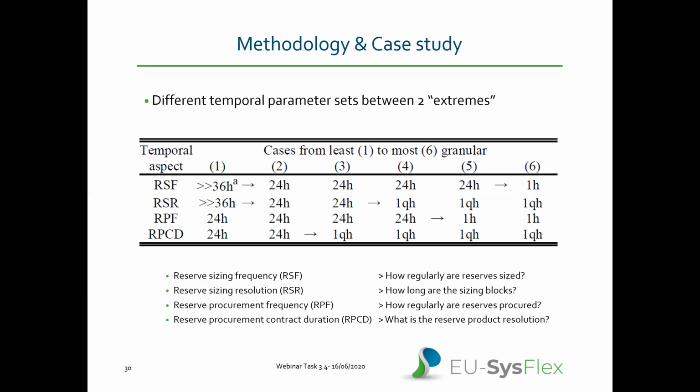So to recall, we focus on those 4 different aspects of the temporal granularity of reserve markets, again shown here at the bottom. And in this contribution, we focused on 6 cases, that is 6 combinations of those 4 temporal granularity aspects, and the combinations are shown here in the table, going from the most conservative on the left to the most dynamic case on the right. And in the most dynamic case, we in fact have an hourly market clearing and a resolution of 15 minutes. And the arrows in the table, in fact, each time show what changes from one case to the next.